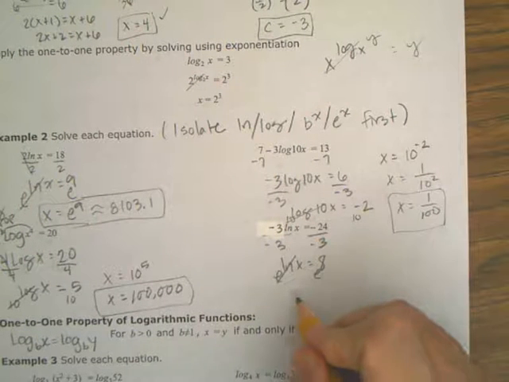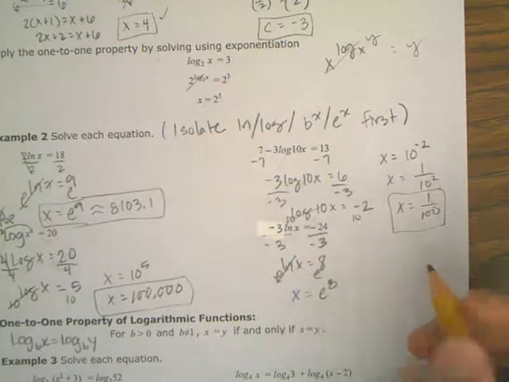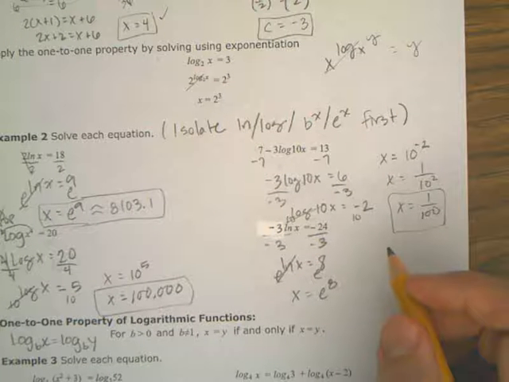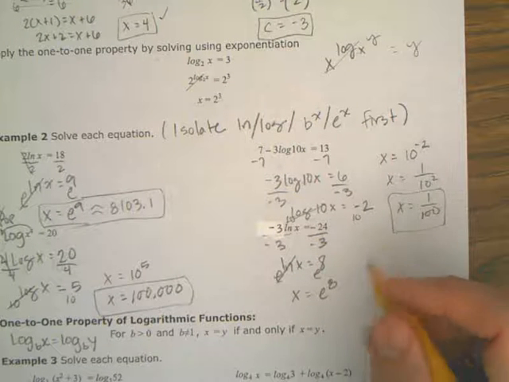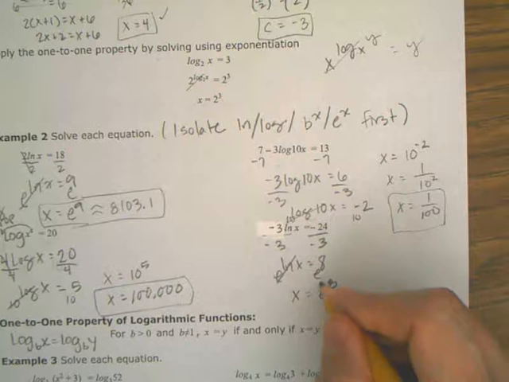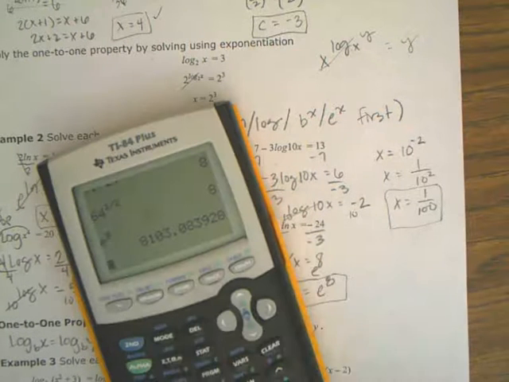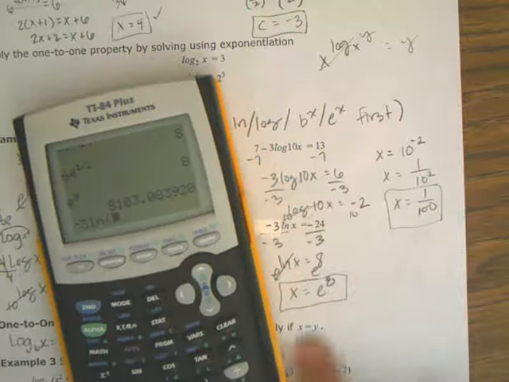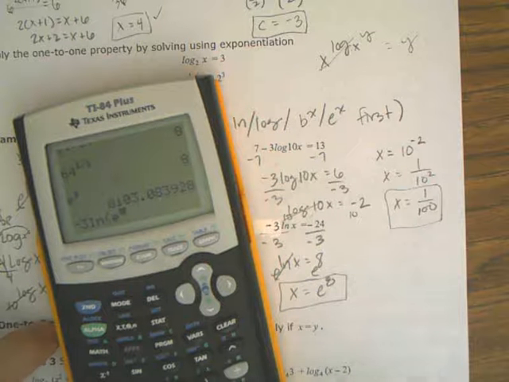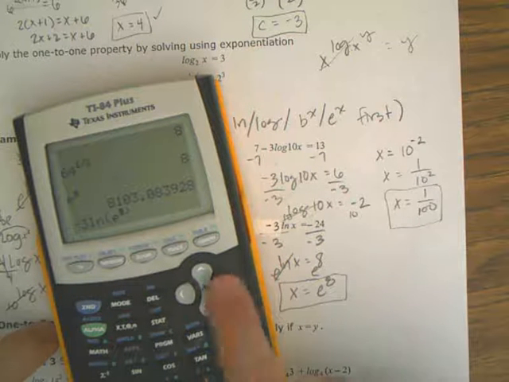Cool, cool, cool. Don't forget to plug back in to check these things. So for example, negative 3 times the natural log of e to the 8th power, negative 24. Check.